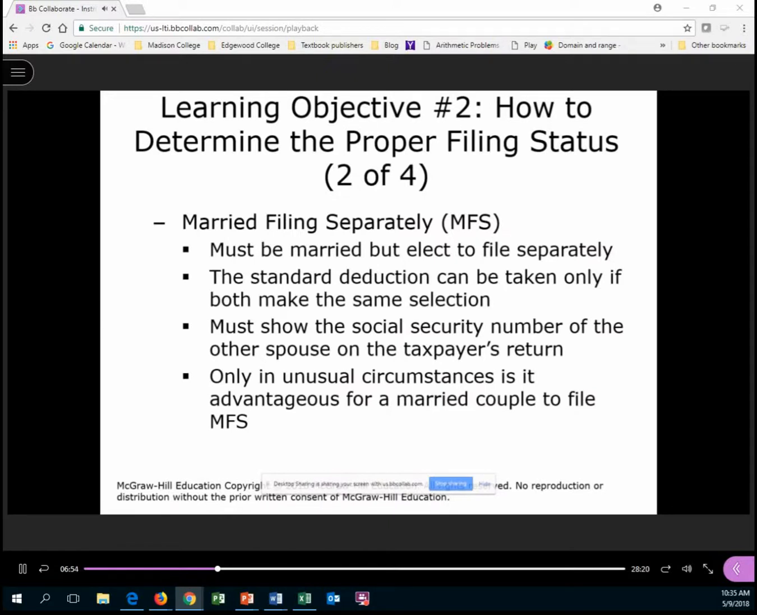If the married couple do decide to file separately, then the standard deduction must be taken for both parties. In other words, one of those spouses cannot file an itemized return while the other one uses the standard deduction. And yes, the Social Security number of the other spouse would have to be disclosed on the taxpayer's tax return. So each spouse would have to report the other's taxpayer ID number, which in this case is their Social Security number.